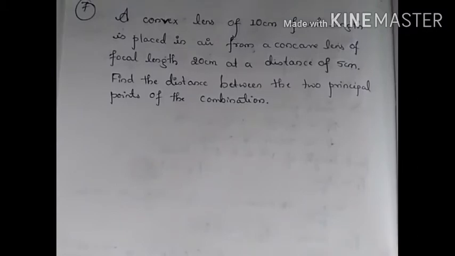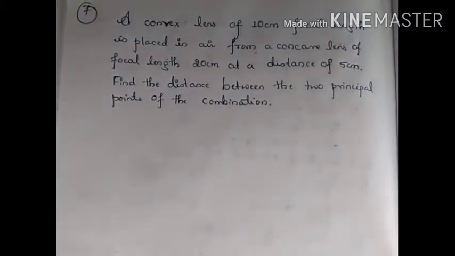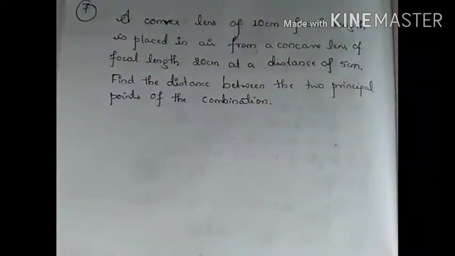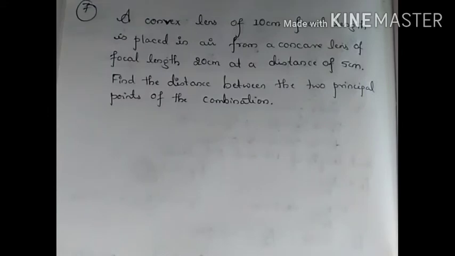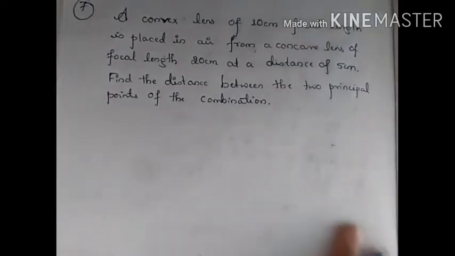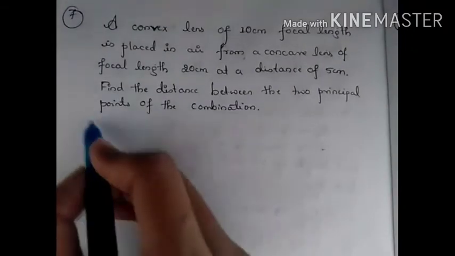Here he is asking what is the difference between alpha 1 and alpha 2. So you have to find the equivalent focal length of the system first, and then you have to find what is alpha 1 and what is alpha 2. If you take the difference between alpha 1 and alpha 2, then you get the distance between the two principal points of the combination. So let's do this solution.